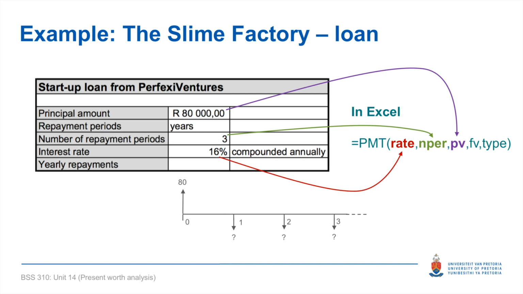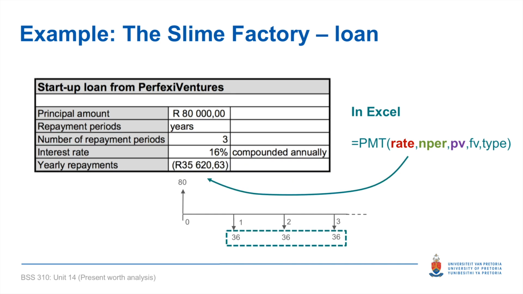Type is an argument that you use in Excel to specify whether a cash flow is at the beginning or the end of a period. The default value says that cash flows are at the end of a period, which is what we want here. If we calculate this function in Excel, it shows us that our yearly repayments are 35,620. The brackets in Excel indicate that it's a negative number. So I've rounded that up to 36,000 to put it on the cash flow diagram.